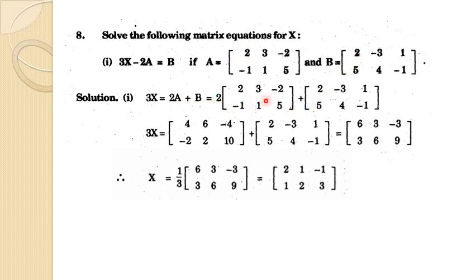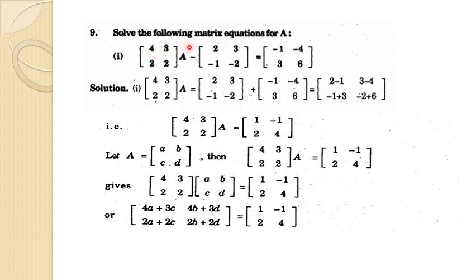I'm multiplying 2 with this bracket, 2 with this matrix, so 4 6 minus 4 minus 2 2 10, and all the thing is the same. Okay, now you can add these two matrices because the order is the same. What is the order of this matrix? 2 by 3, 2 by 3, 2 by 3, so you can add it. आपने ऐड कर दिया, 3x is equal to this, 3 is multiplying here, so it should be divided there, and 3 is divided into the whole elements, so 6 upon 3 is 2, 3 upon 3 is 1, and so on. This is the matrix x, that x matrix is 2 1 minus 1 1 2 3.